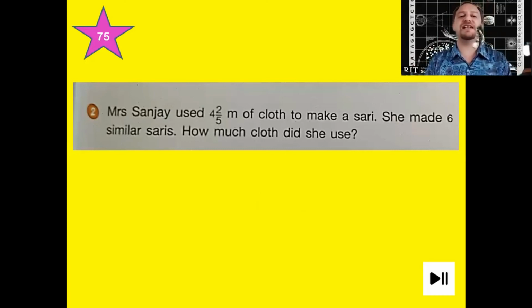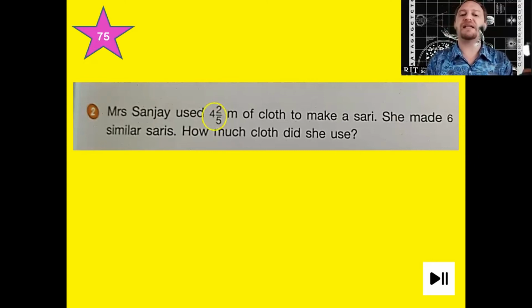The question reads, Mrs. Sanjay used 4 and 2/5 meters of cloth to make a sari. She made 6 similar saris. How much cloth did she use? A sari is a beautiful type of Indian clothing. Okay, you can look that up on the internet if you need to. All right, let's have a look. What do we have here?